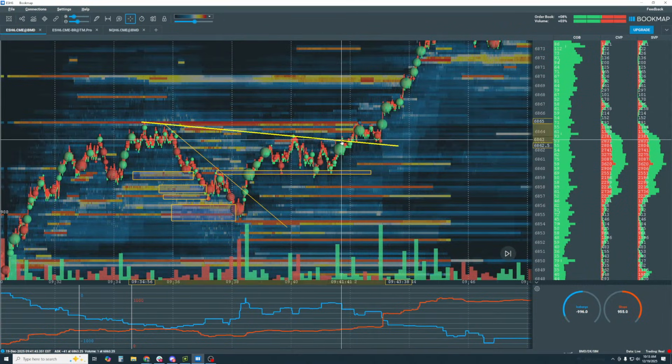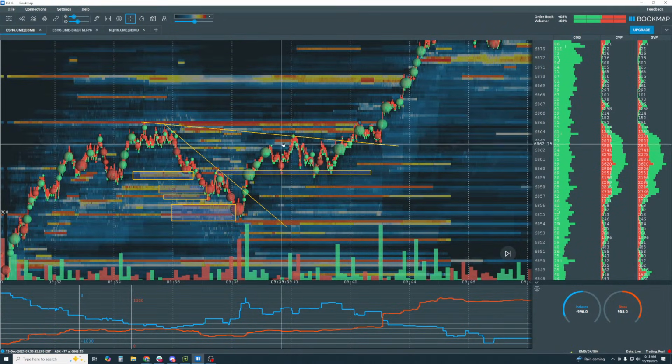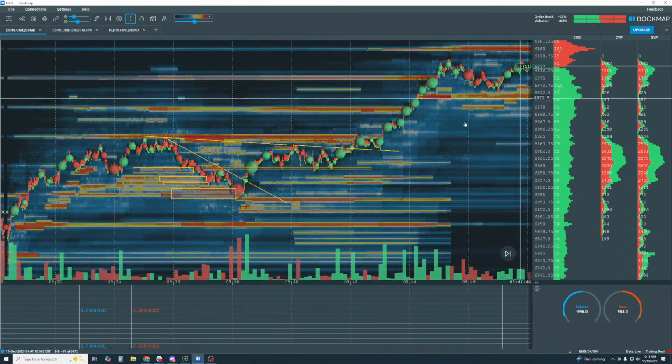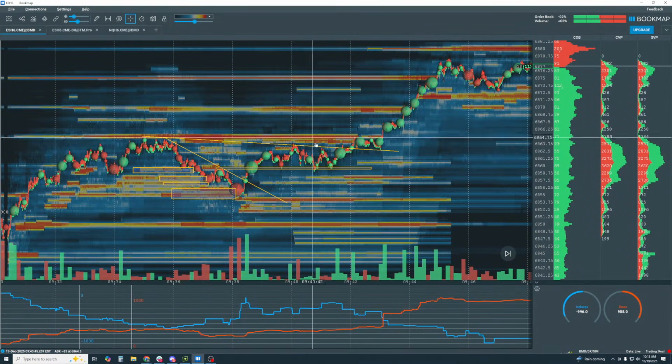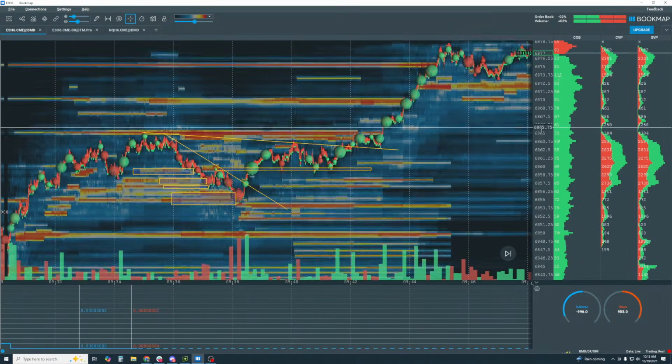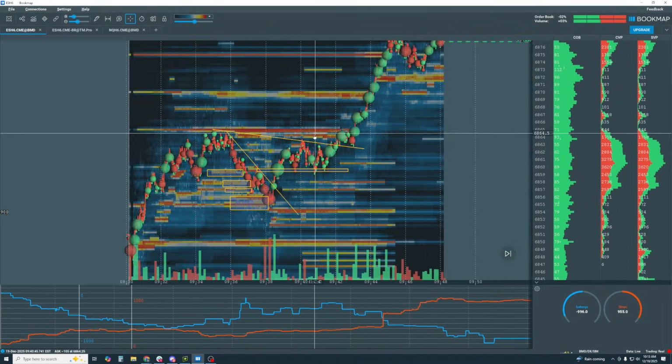Okay, so here's the continuation pattern in here. Move up, back and forth, and beautiful move up. Look at the buyers building up in here, that pressure. Let me know if you have any questions on this. This played out really nicely here, I thought.